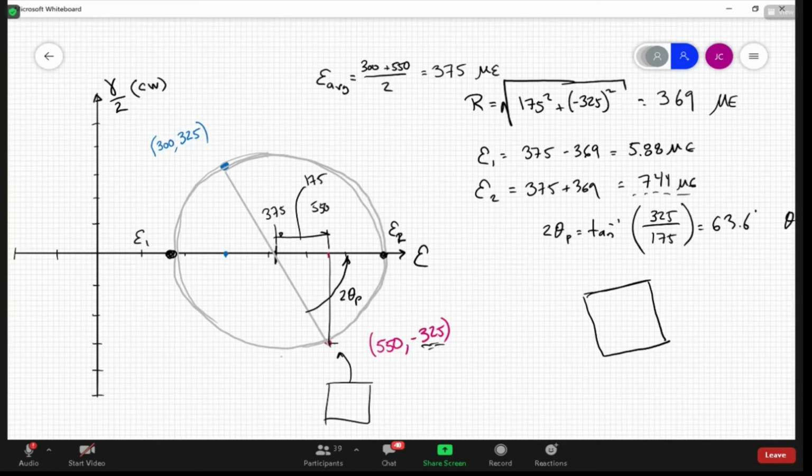So it's on this face that we're going to see the epsilon 2 strain. So we're going to see the maximum strain. It's going to really stretch in that direction. The other face stretches as well, but it's only by the 5.88 microstrain, so it's almost nothing. So the way this actually deforms in that principal state is going to look like this.